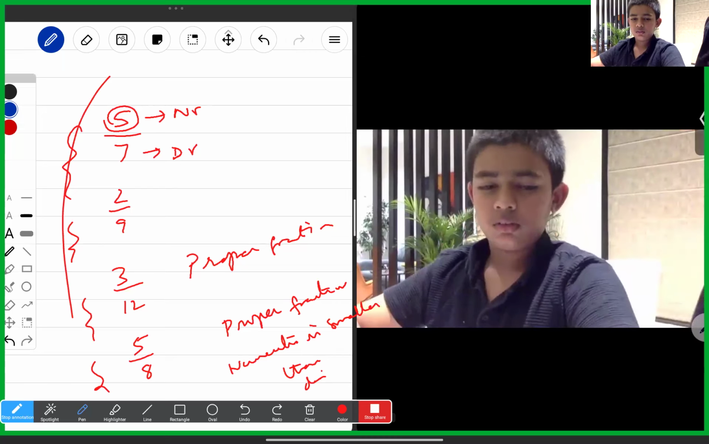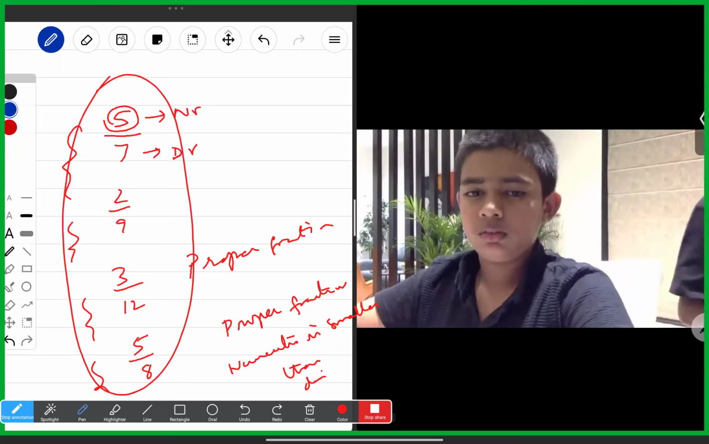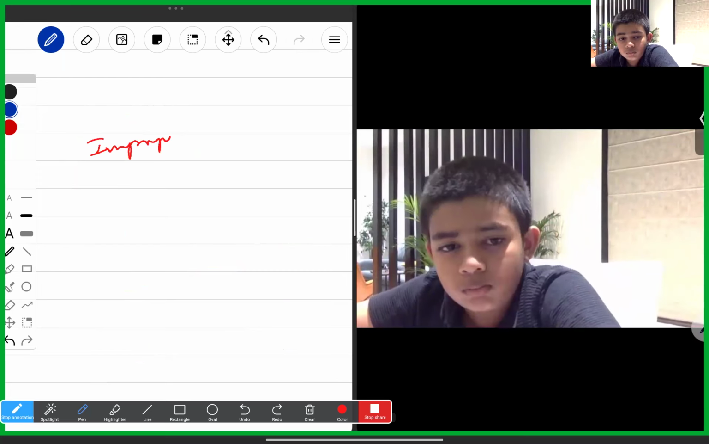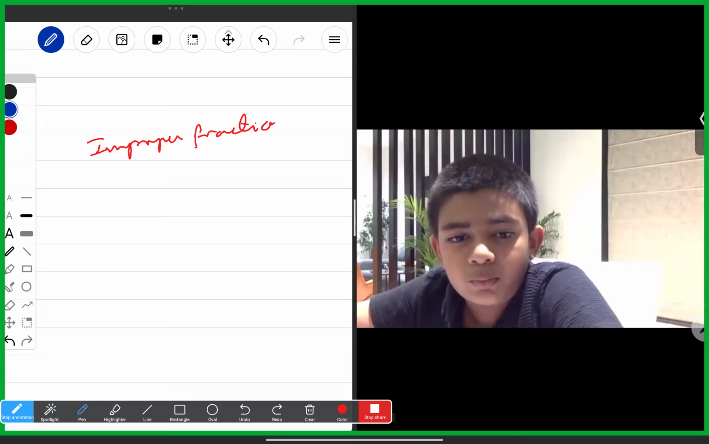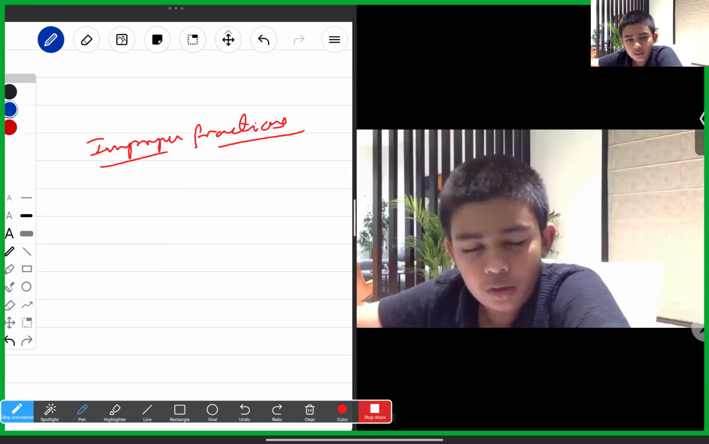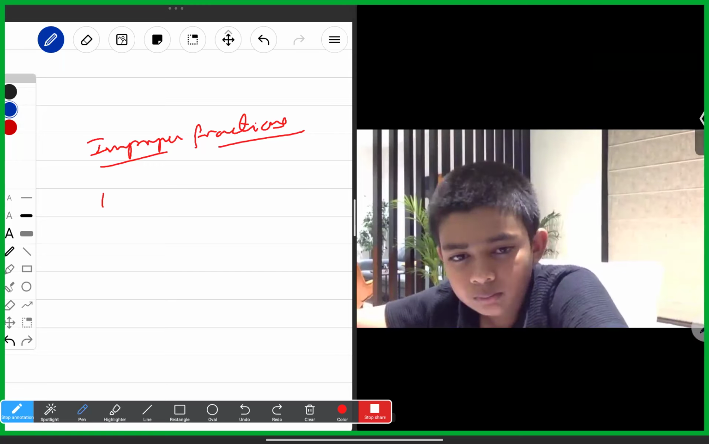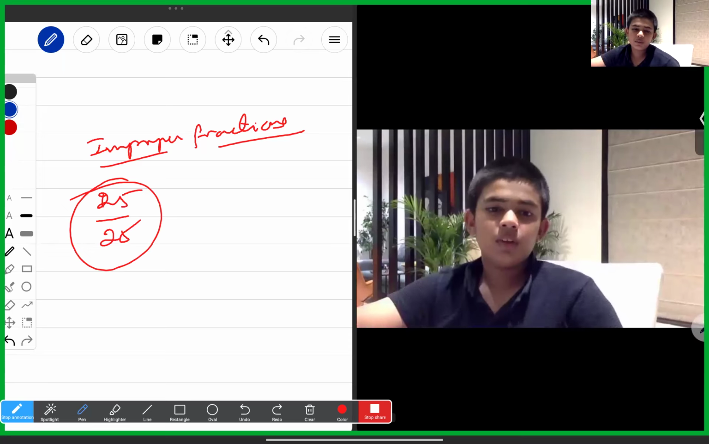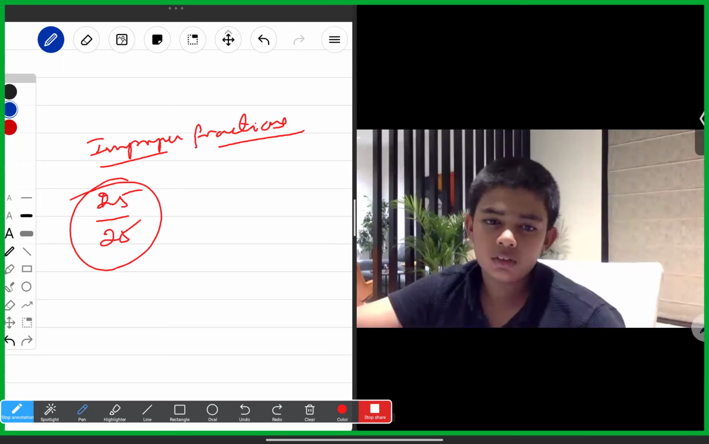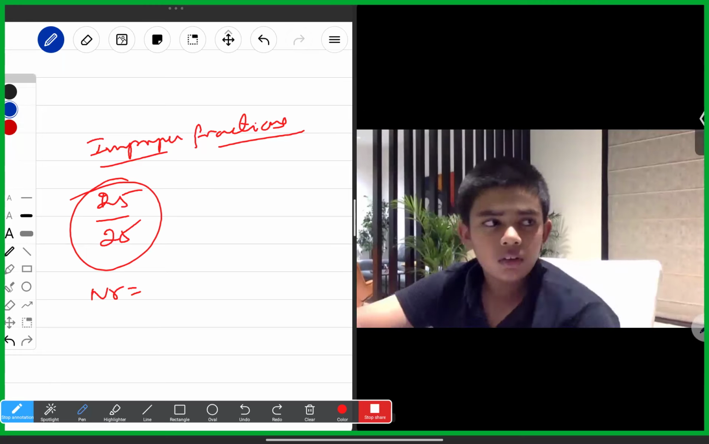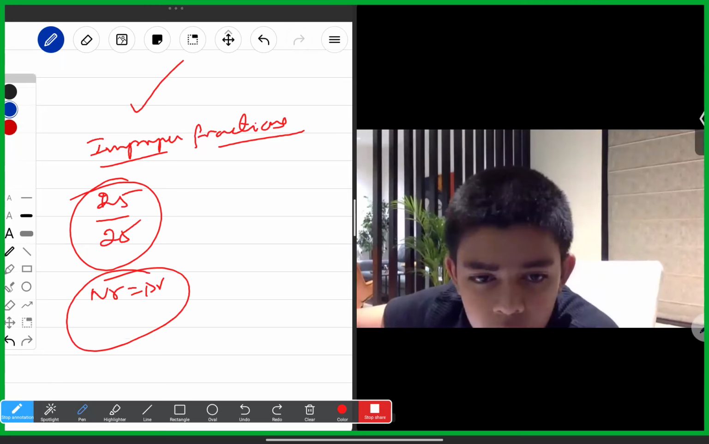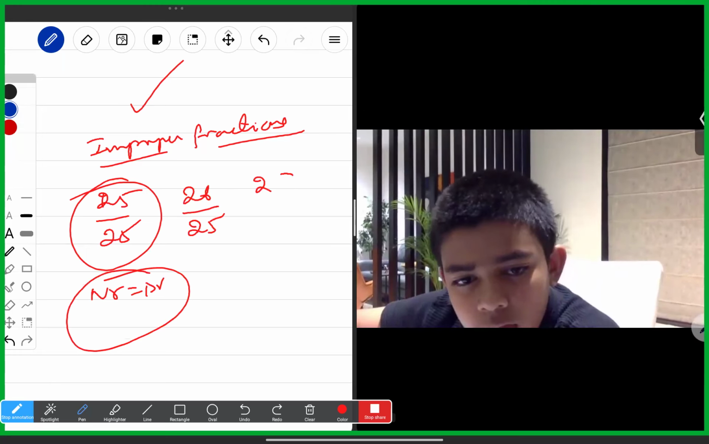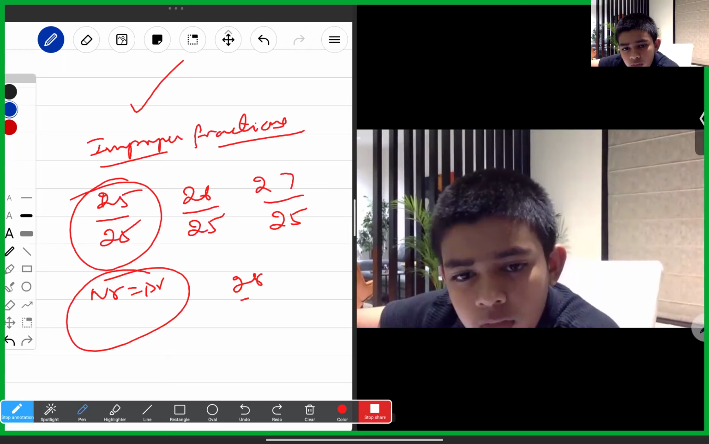Okay. So now there is one more thing called improper fractions, exactly opposite to that. Numerators are bigger than the denominators. Suppose if it is equal, like let us take 25 by 25, this is also considered improper. Improper fractions mean numerator bigger than the denominator, or equal, is considered improper. Like 26 out of 25, 27 out of 25, 20 out of 25.